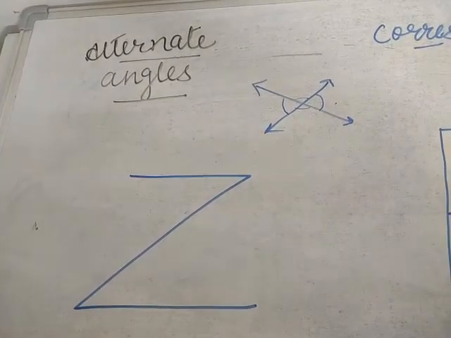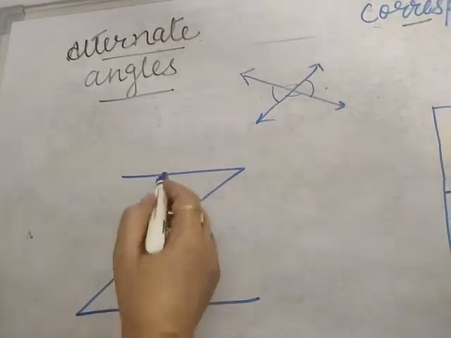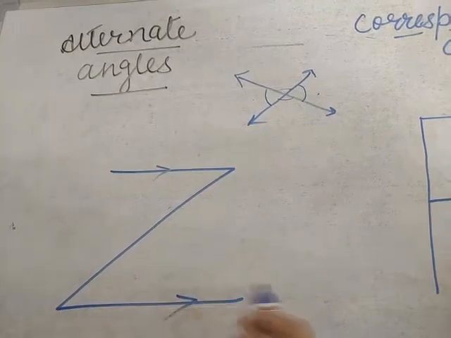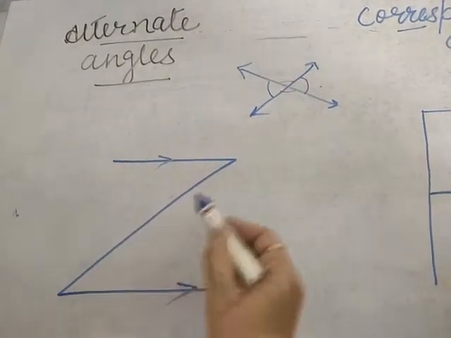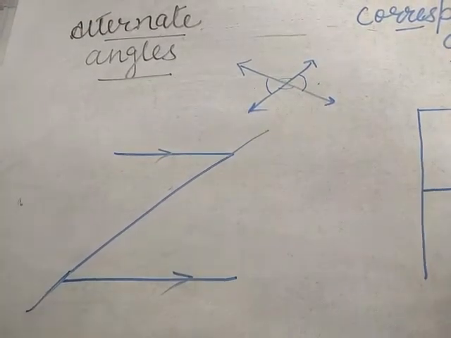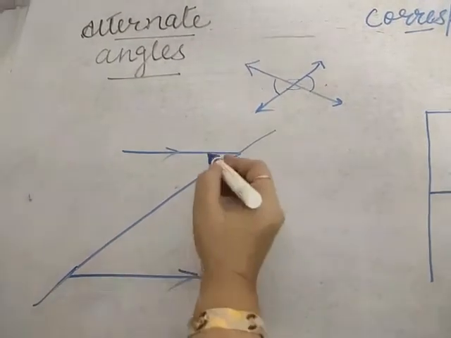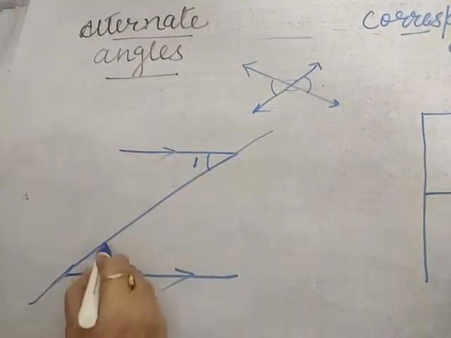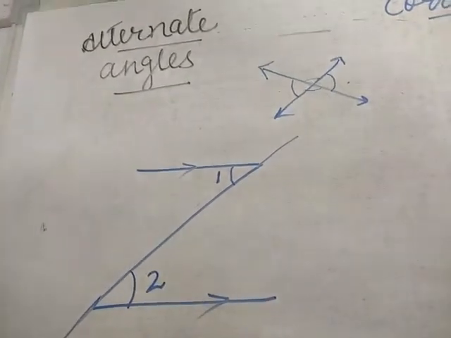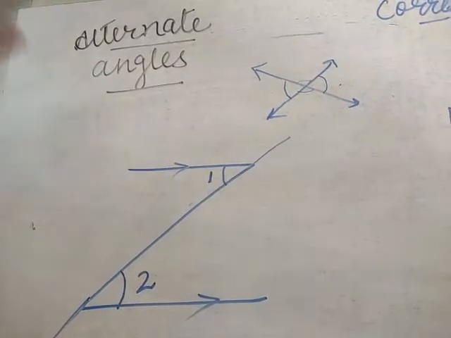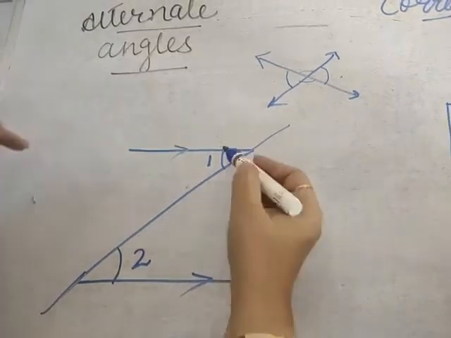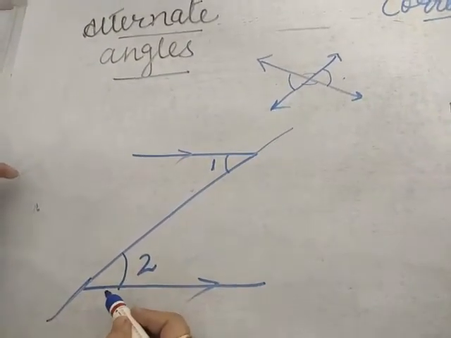So which are the alternate angles? Suppose these are two lines which are parallel to each other. These lines are parallel and this line is cutting these two parallel lines. So alternate angles would be, I am marking them as 1 and 2. These angles are alternate angles. You can see one angle is on the left side and one angle is on the right side of the arm. 1 and 2 are alternate angles.